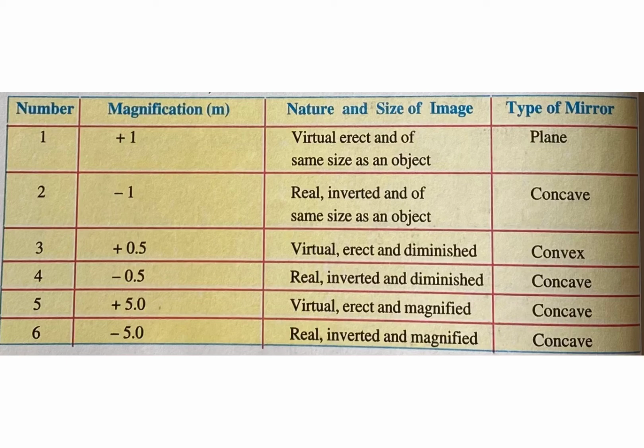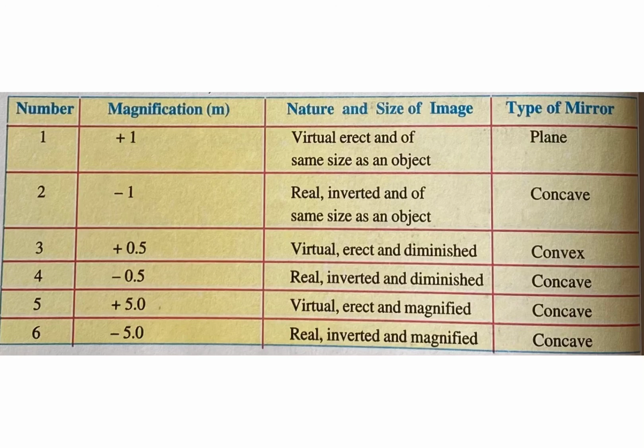So here +1 is there, the plus sign is there, which represents a virtual and erect image, right? We have seen. And 1 is there, and we know that if m is equal to 1, then it represents that the size of the image is the same as the object. You can see in the column: virtual, erect and of the same size as the object, and this type of image is obtained by a plane mirror only.